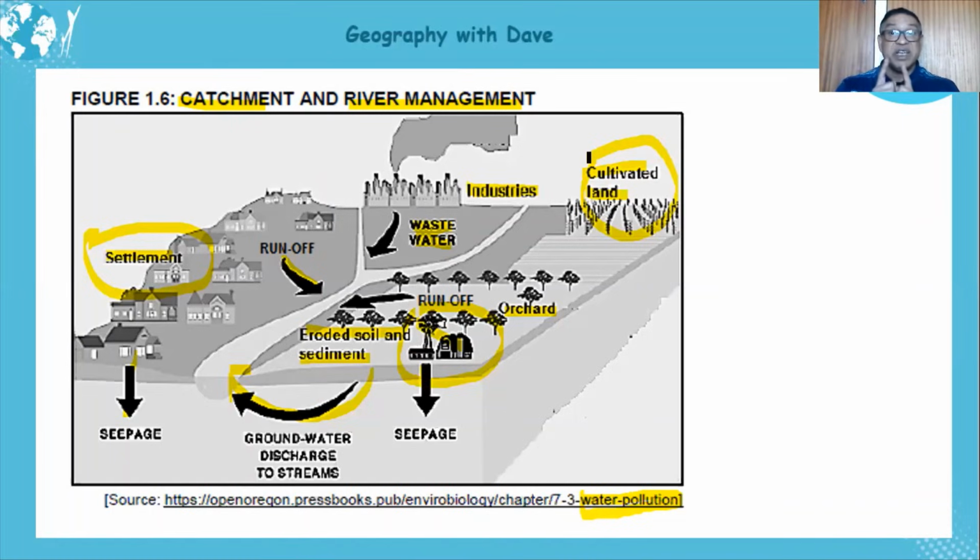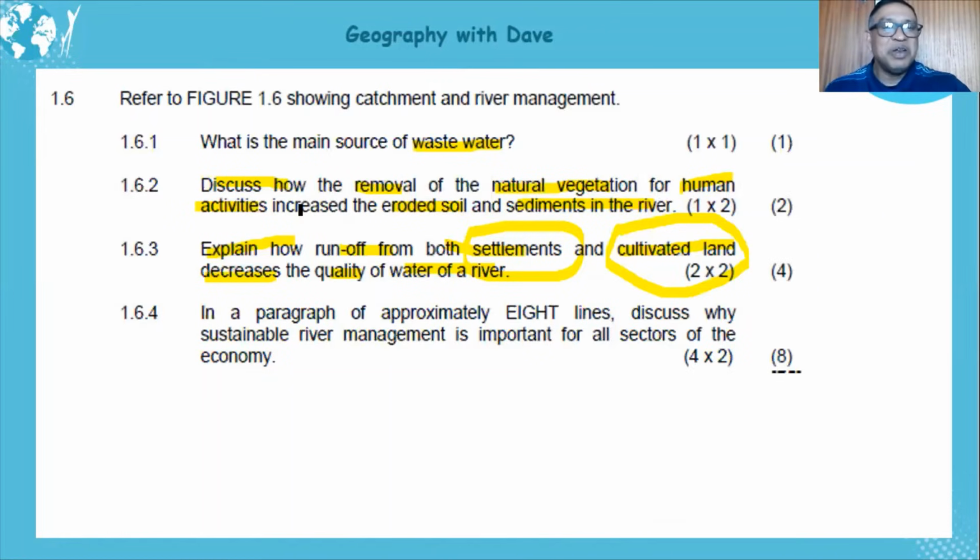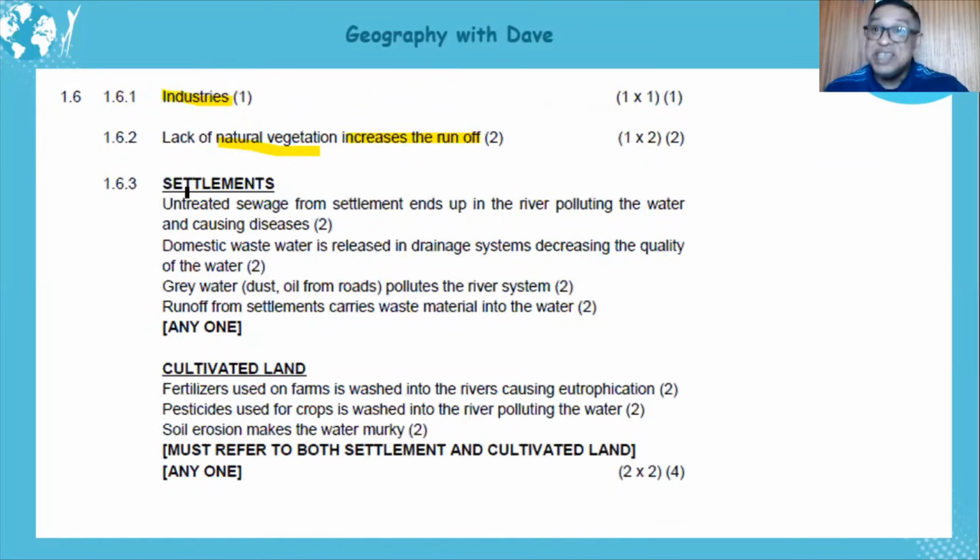Can you see the difference, learners? We can't just put general answers here and talk about the industries, etc. We're talking about the settlement and the cultivated land. That makes the difference in answering this. Okay, so let's go and look at it. All right, can you see?